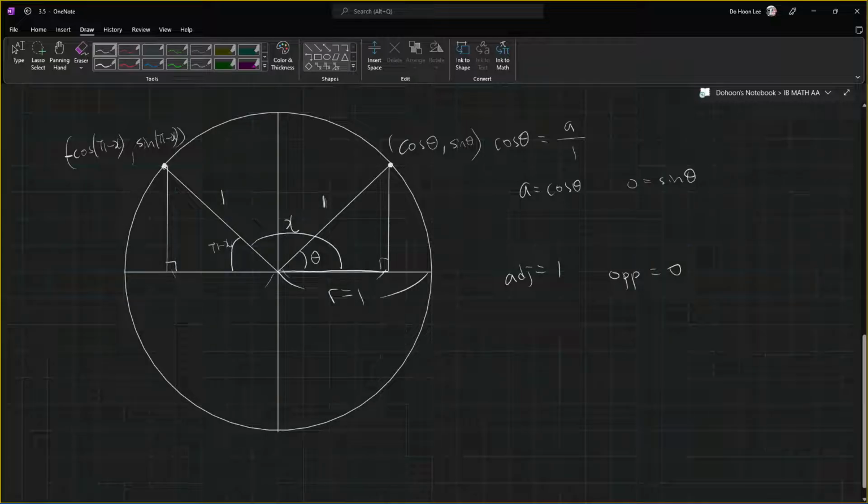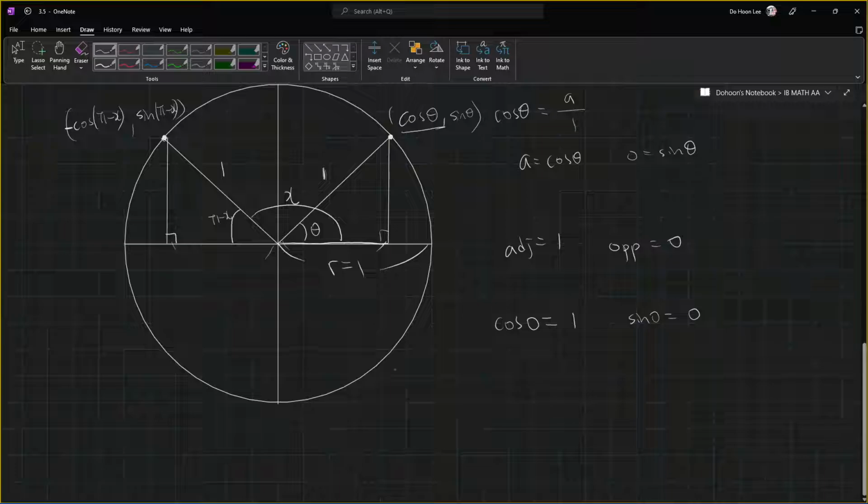Connecting this idea to our expression of the coordinate point on the unit circle, we can conclude that cos 0 is equal to 1, and also sine 0 is equal to 0. Does this logic connect to you? Let's try the next one. What if the angle is pi over 6? Well, we can do the same thing. And let's construct the triangle over here.